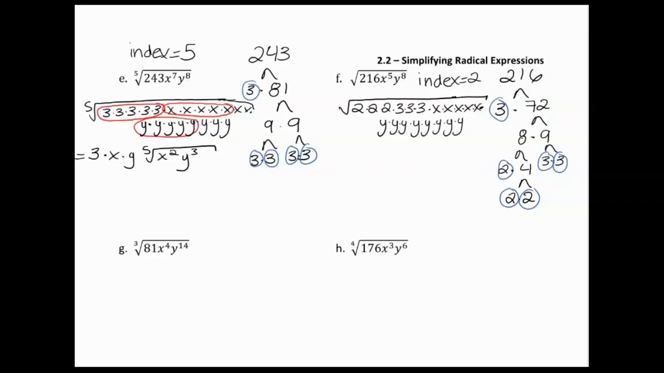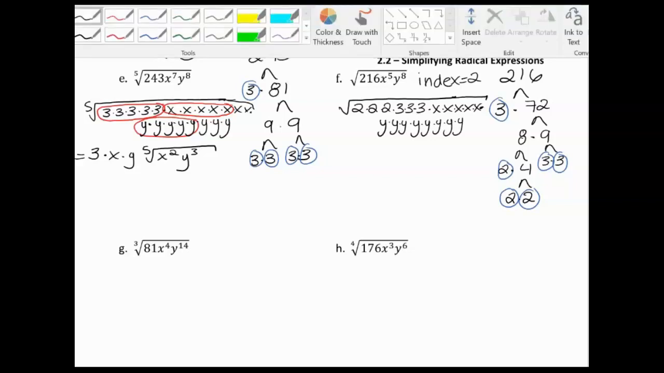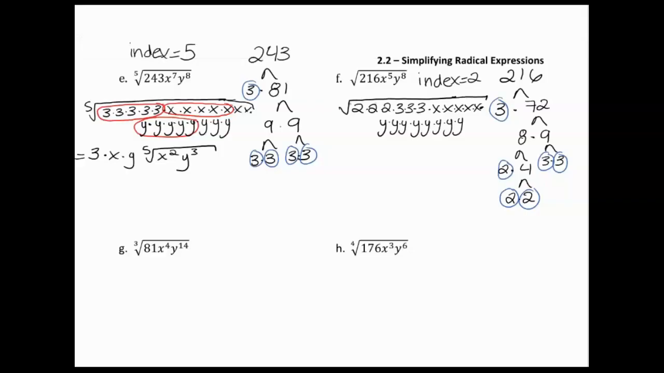Now, since my index is 2, we're going to be making groups of 2. All right, let's take a look at that. So I can make a group of 2 of my 3's, my x's. Or take a look at that. We can make 2 groups with my x's. And my y's, I can make 1, 2, 3, 4. All right. So remember, when we take them out, we write them out once.